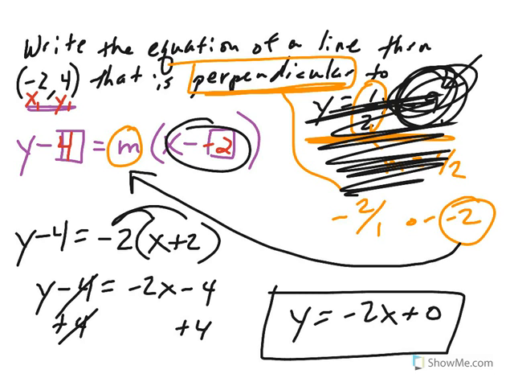So the trick to this is to know, okay, I need a perpendicular slope. Which number shows me the slope? And ignore the other stuff. Don't try to incorporate it into your calculations.